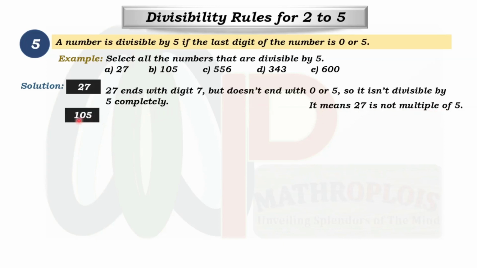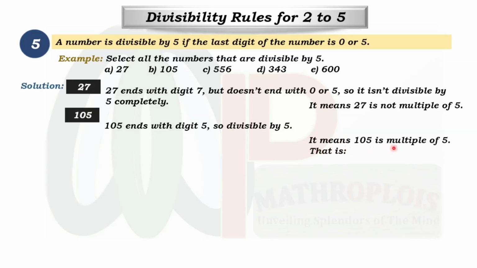The next number here is 105. The number 105 ends with digit 5, so it must be divisible by 5 completely. 105 divided by 5 is equal to 21. That is a complete whole number. It means 105 is divisible by 5 completely. It means 105 is a multiple of 5.